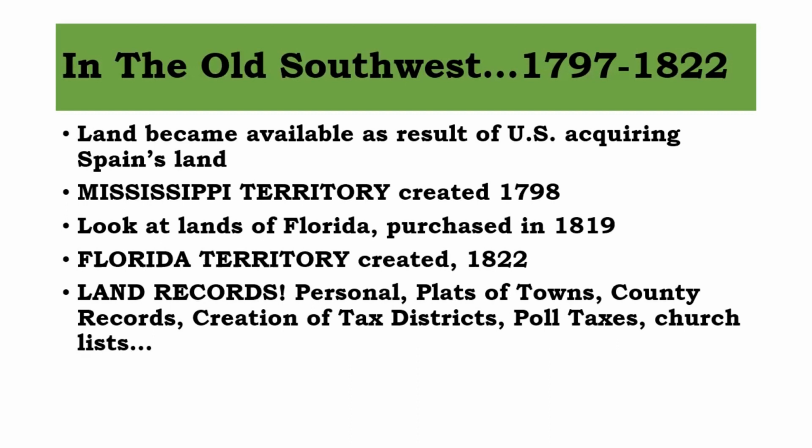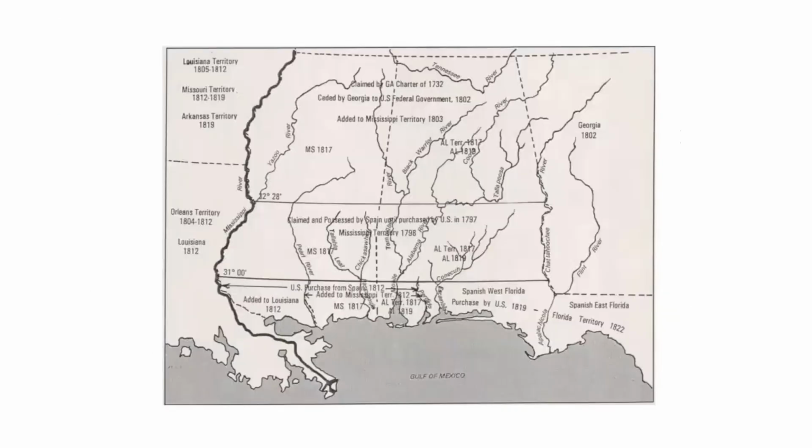There's going to be lots of land records. North Carolina, South Carolina, and Florida. Look for those plats of towns, those county records, the creations of the tax districts, the poll taxes, which you began paying in some states at 18, but in most by 21. The church lists that were there will be records for you. And you can see what these looked like.